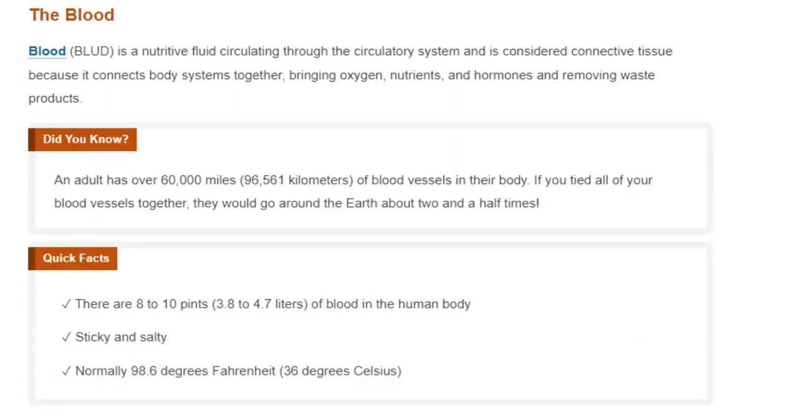The blood. Blood is a nutritive fluid circulating through the circulatory system and is considered connective tissue because it connects body systems together, bringing oxygen, nutrients, and hormones and removing waste products.